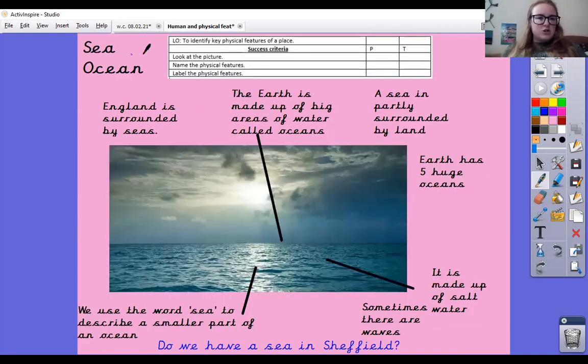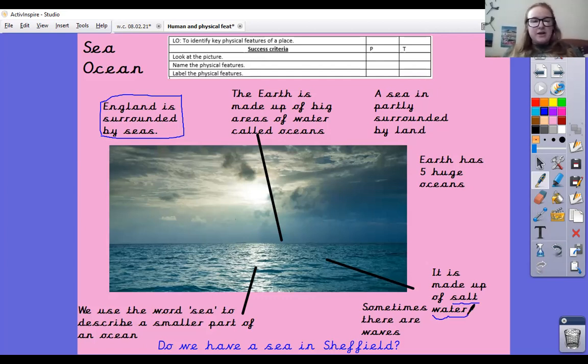Okay, so now we're going to talk about the sea and ocean. England is surrounded by seas. England is where we live and it is surrounded by seas. So if you drove your car in any direction, and you kept driving in England, eventually you would come to some water. The water would be a bit salty, and that would be the sea. England is surrounded by the sea.